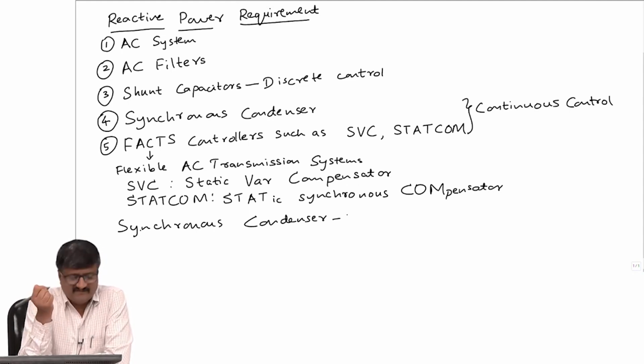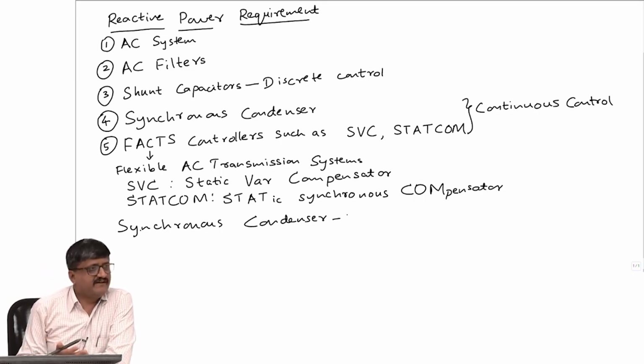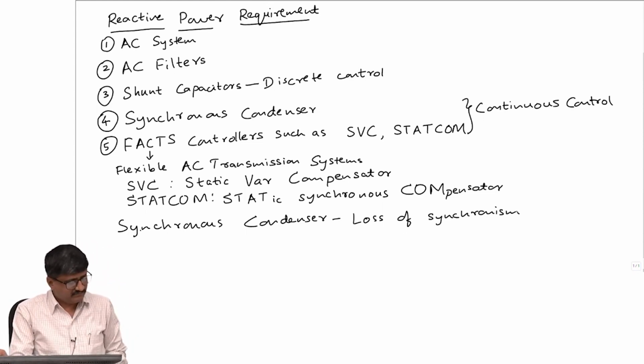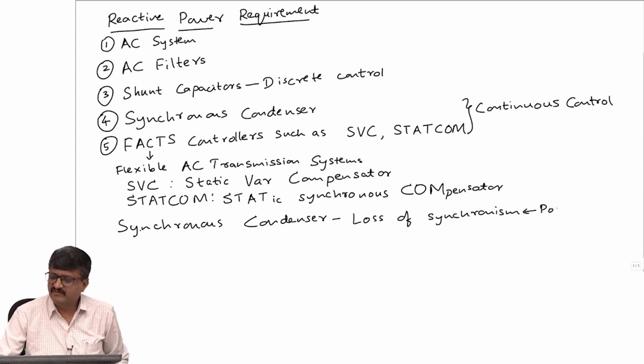This disadvantage is common to all synchronous machines. Whenever you have a synchronous machine, there is a problem of loss of synchronism. Though there is no generation of active power from this, a loss of synchronism can happen with any synchronous machine. So, one disadvantage is loss of synchronism. This is just a possibility.